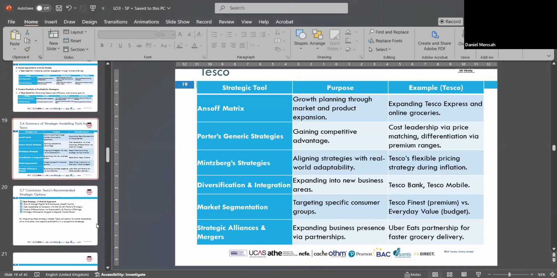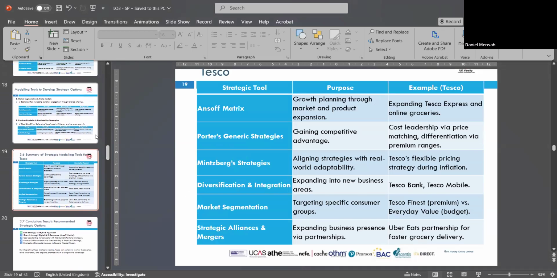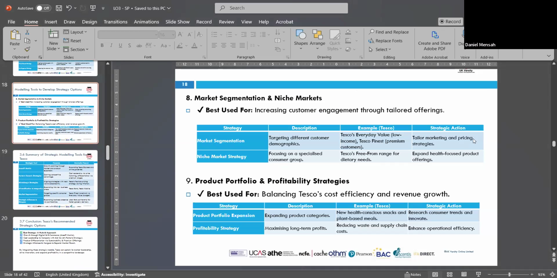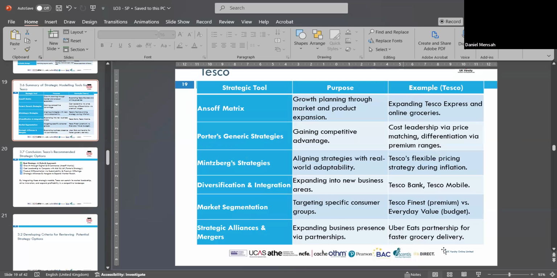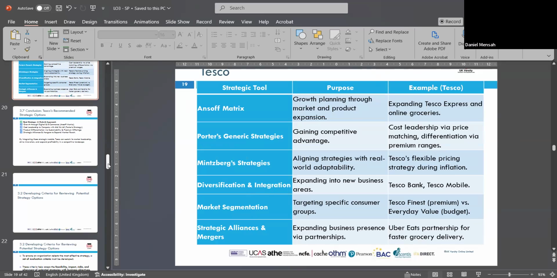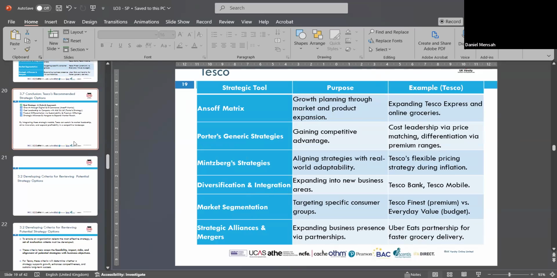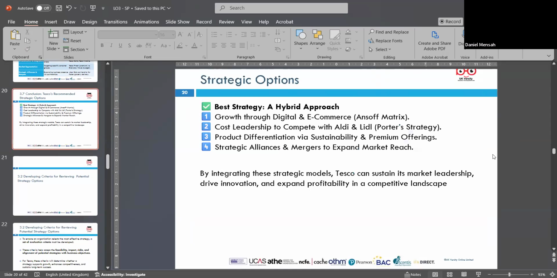Now, whatever you have studied, these strategies and models, what kind of strategies Tesco has utilized, they consolidated in one tool. So these tools we have covered, Tesco is using or incorporating these strategies in their organization strategy. Basically, you need to use a blend of these strategies to make a well-rounded organization strategy.